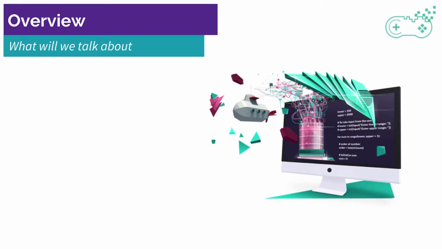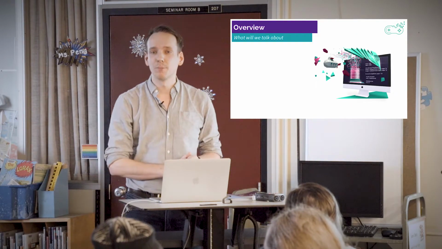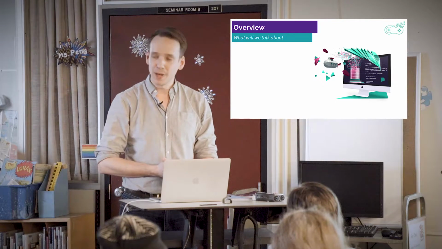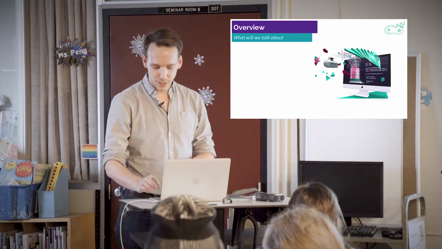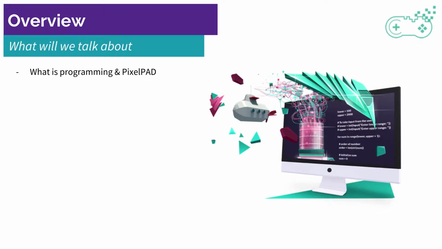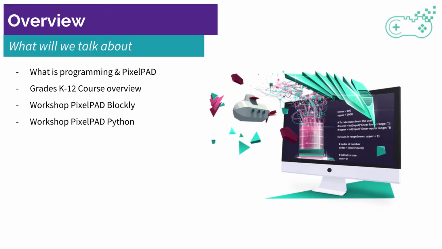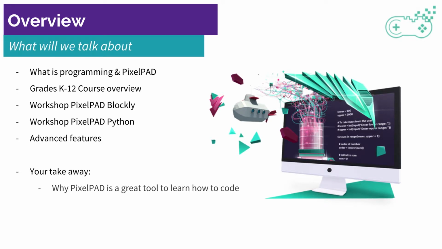Let's dive into what we're going to talk about, to put your minds at ease. It's not going to be just a slideshow. I really want to dive into the workshop part and have you guys also play around with PixelPAD, of course, but there's a few introductions I want to do to explain what it is. I'll talk a bit about programming. I'll talk a bit about PixelPAD, the engine that we're going to be using. I will discuss the grades K to 12 course overview, which is going to be very useful for you. Then we're going to dive into that workshop using something called PixelPAD Blockly, and then we're going to go into PixelPAD Python, okay? And I will explain what all of those things mean exactly. I'll talk about some advanced features at the very end.